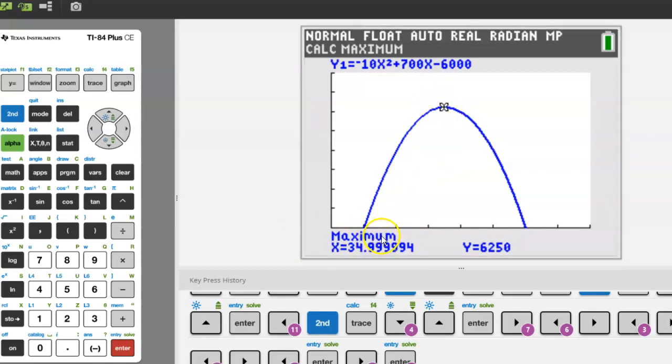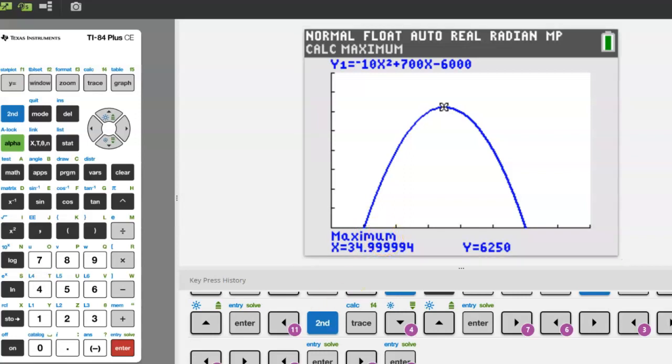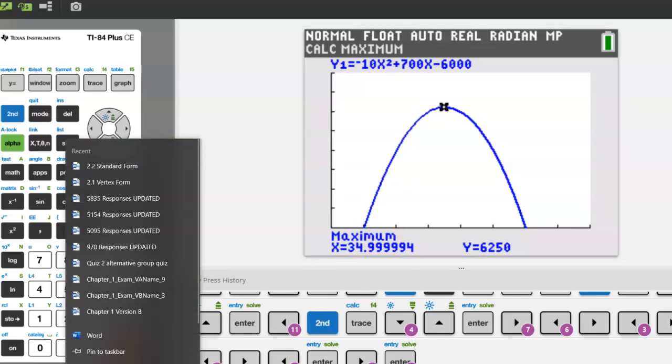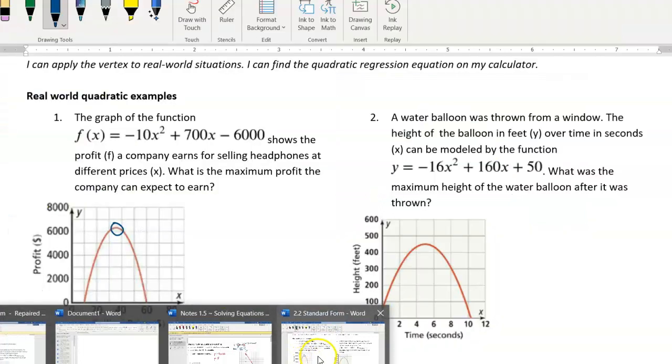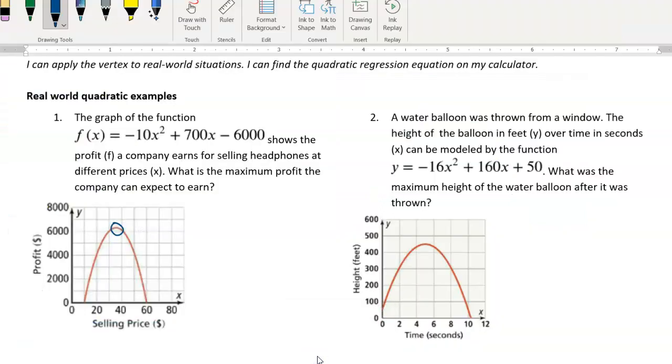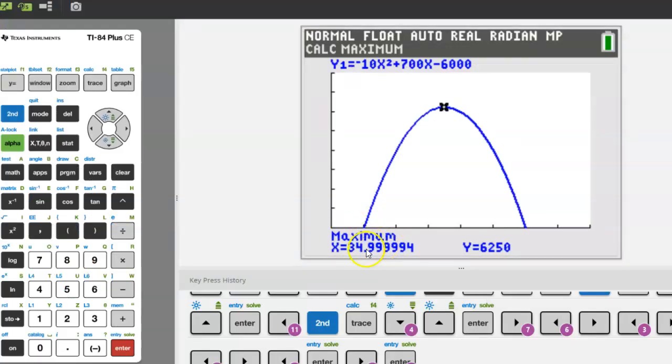Now, what are we looking for here? Let's go back and read the story problem. So it says, what is the maximum profit? The profit we get on the y-axis. So remember, the x-axis represents the selling price. So let me go back to our calculator. So this 35 represents the selling price. So the maximum price that we should sell our headphones for is $35. And then we can expect a maximum profit of $6,250.